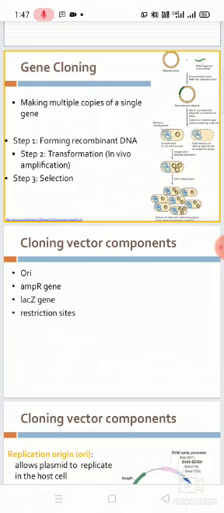Once the transformation is done successfully, this plasmid, due to its self-replicative properties, will multiply and will form multiple copies of its own.